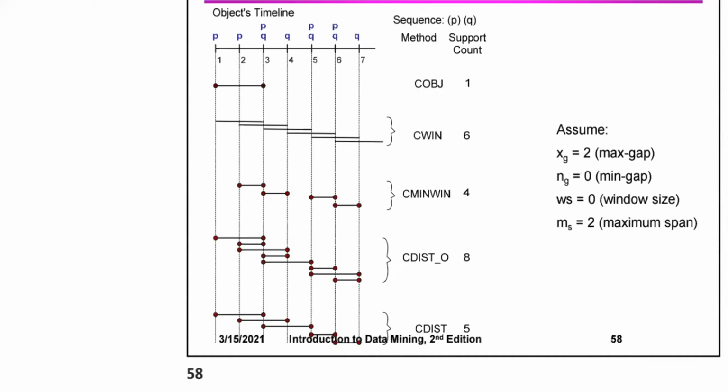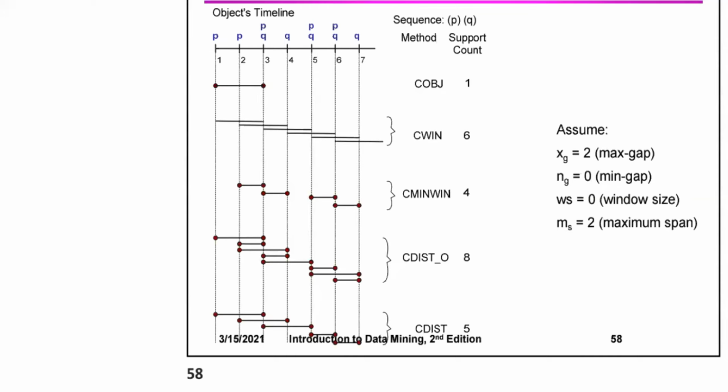And the next one is CDIST underscore O, distinct occurrences with the possibility of event timestamp overlap. A distinct occurrence of the sequence is defined to be a set of event timestamp pairs such that there has to be at least one new event timestamp pair that is different from the previously counted occurrences. Counting such distinct occurrences results in the CDIST_O method.